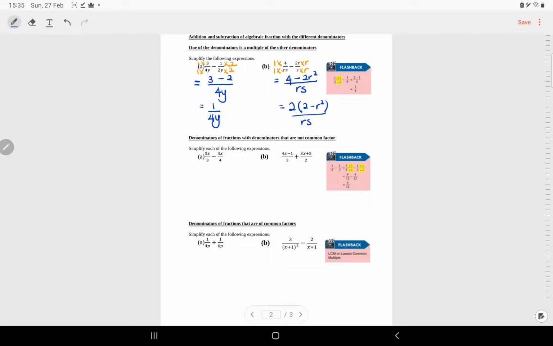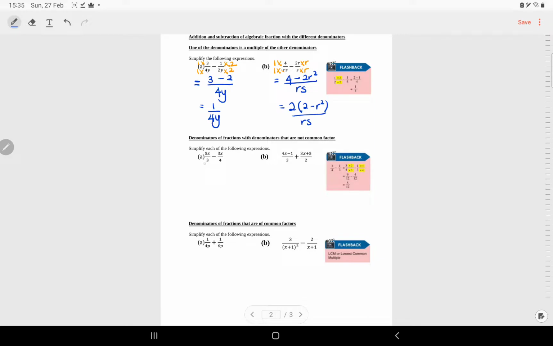So when they are a multiple of each other, what you do is make it the common denominator. We see here that 4y is twice 2y, so we can have a common denominator of 4y. Now let's have a look at denominators that do not have a common factor.